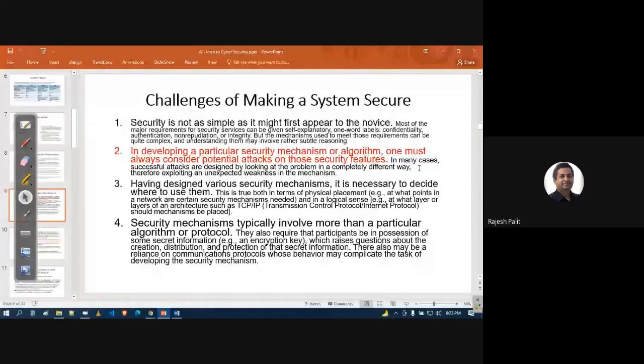So that is what it is actually saying: we must be very careful in developing a security system or mechanism, because using the weakness of the mechanism, the attacker can intrude into the system, can penetrate the system.